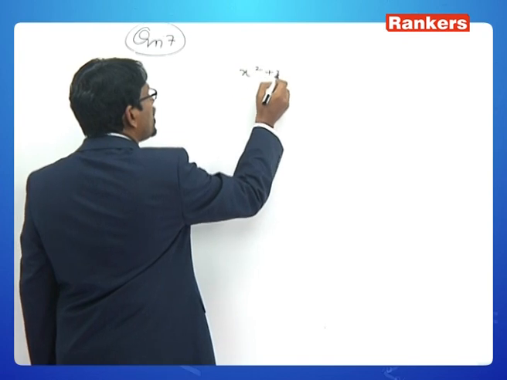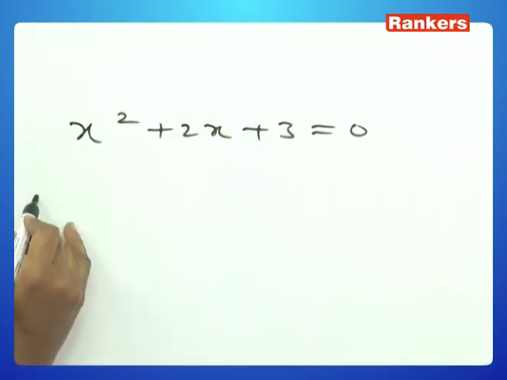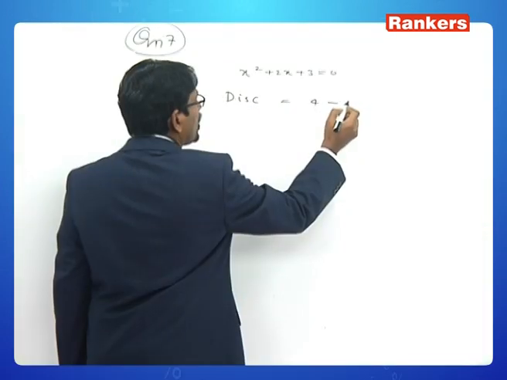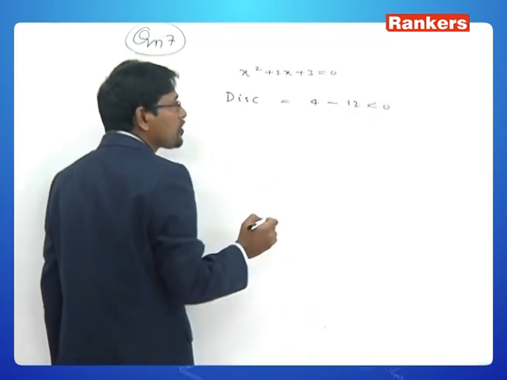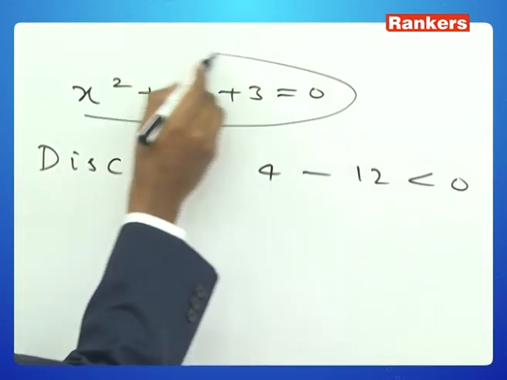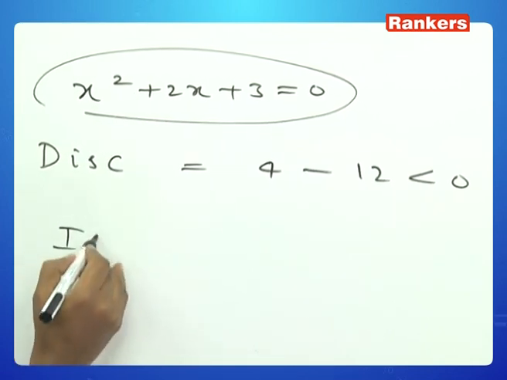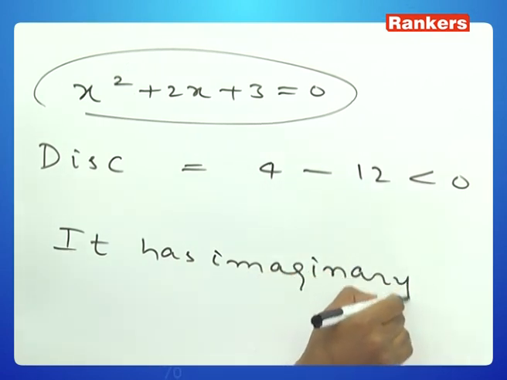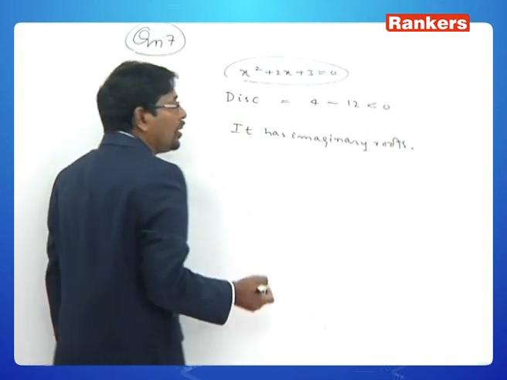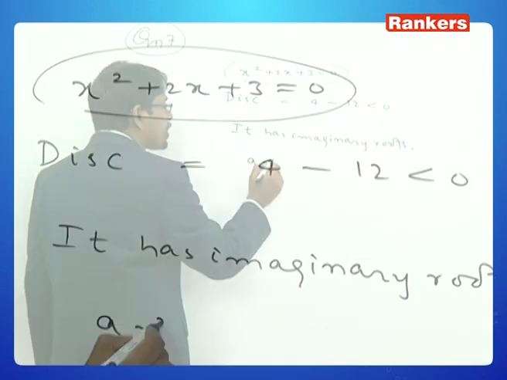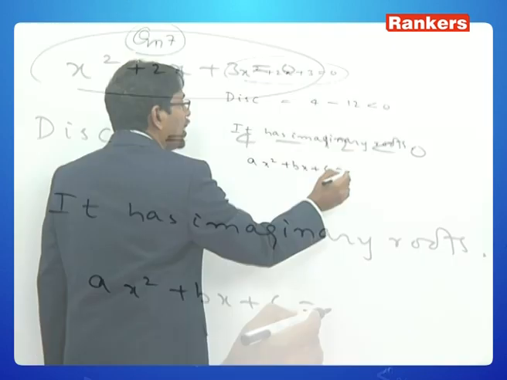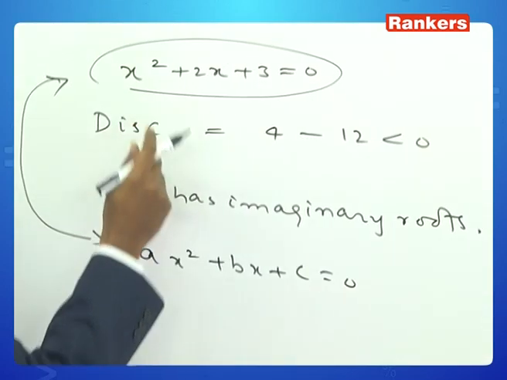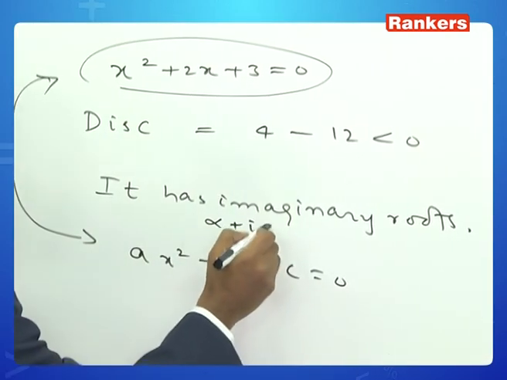x squared plus 2x plus 3 equal to 0. The discriminant of this is 4 minus 12, that's negative. b squared minus 4ac is negative, so this has no real roots. It has imaginary roots. Now ax squared plus bx plus c equal to 0 should have a common root. Suppose the imaginary roots are alpha plus i beta and alpha minus i beta.